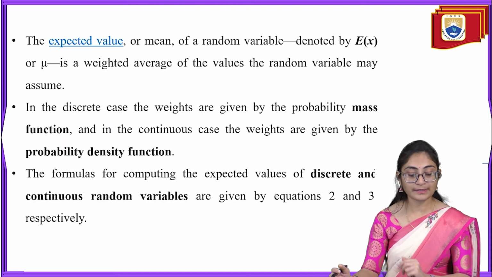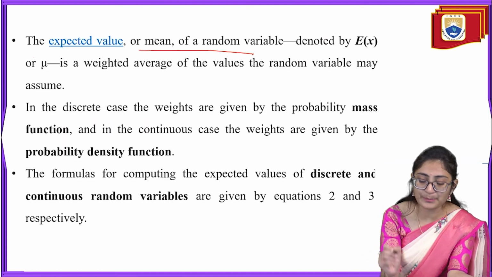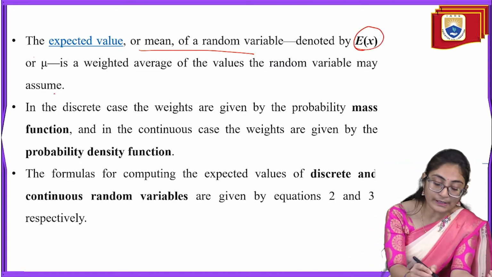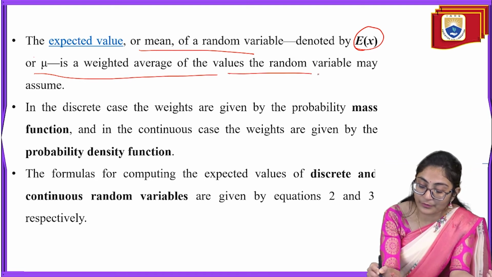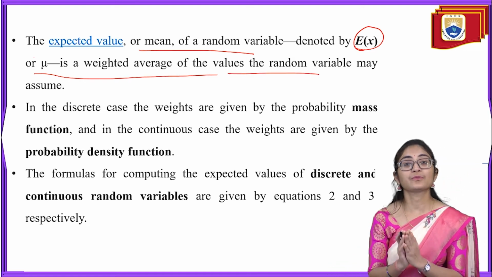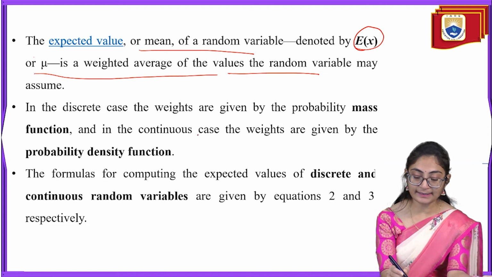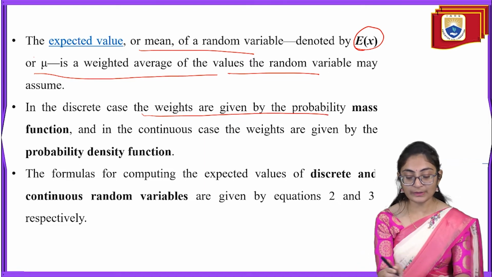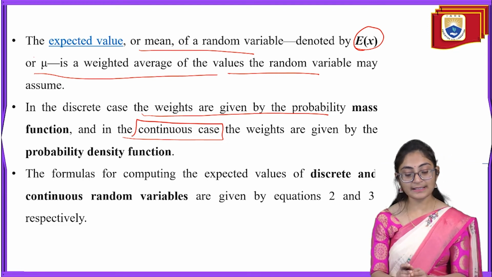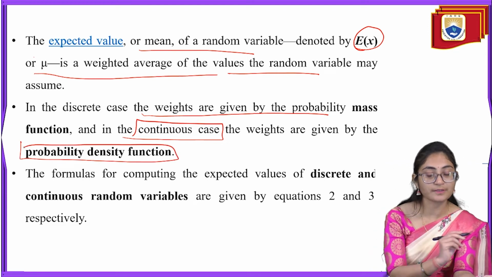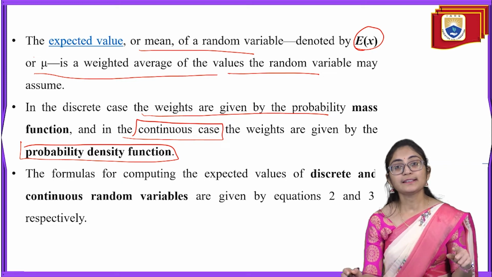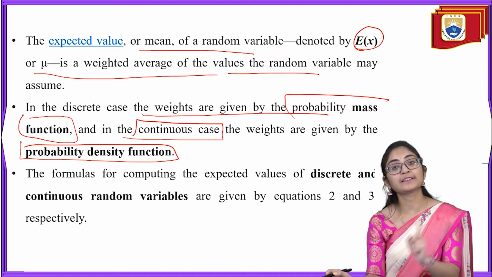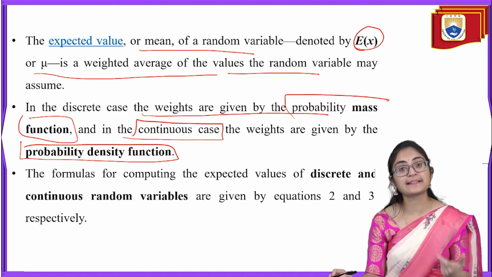Now the expected value, or mean, of the random variable is denoted by E of x, or mu, and is a weighted average of the values the random variable may assume. In the discrete case, the weights are given by the probability mass function, and in the continuous case, the weights are given by the probability density function.